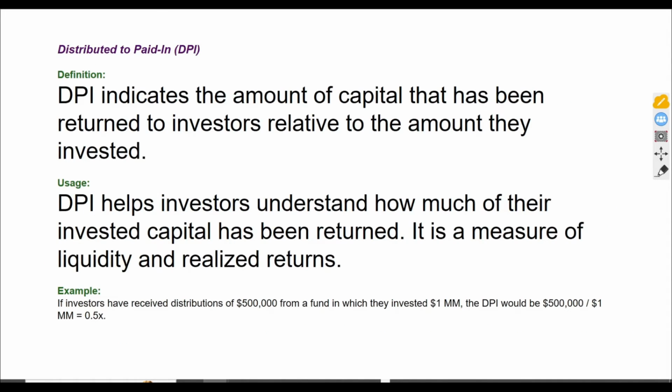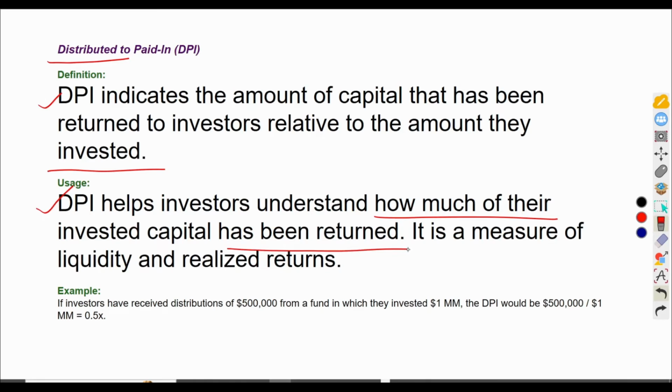So the third one is distributed to paid in. Here we are talking about distributions, and we'll compare distributions with the invested value, right? How much we have paid and how much amount is still in the vehicle. DPI indicates the amount of capital that has been returned to the investor relative to the amount they invested. It's just a comparison between the invested amount and the distributions, or distributed profit or distributed capital, whatever you want to call it. DPI helps investors understand how much of their invested capital has been returned, and it is a measure of liquidity and realized return.